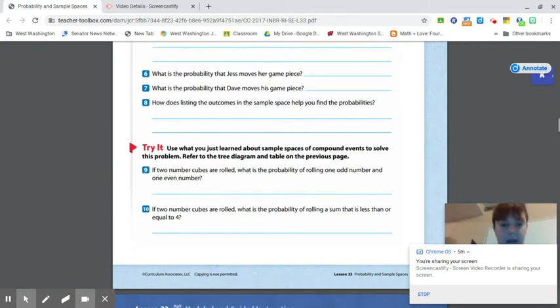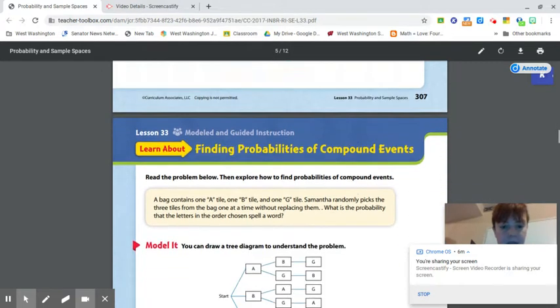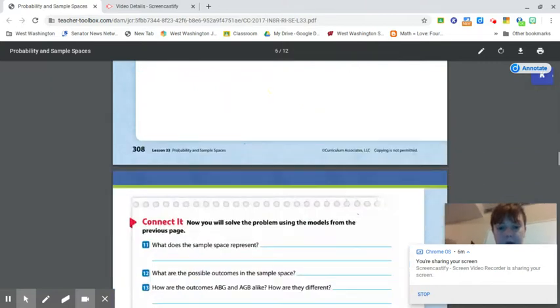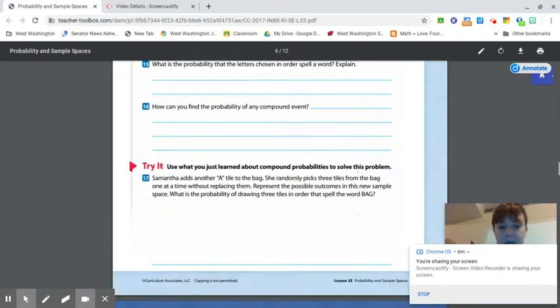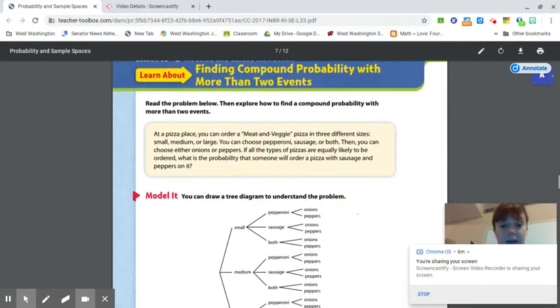So other questions, these are just things to think about. You don't have to spend a lot of time on that. Here's some other questions that you can look at. Finding probabilities of compound events. So again, that's what we've been doing the whole time, is actually breaking this down. So this is pretty simple to get through. If you have any questions, please make sure that you email me.